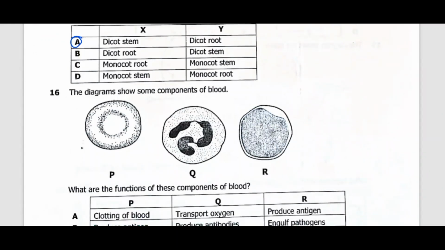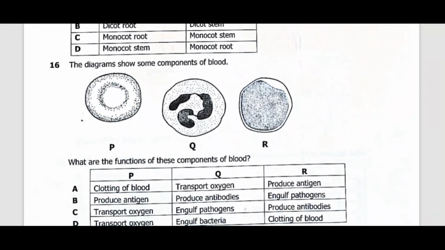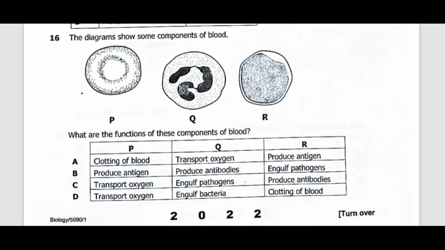Then the diagram shows some components of blood cells. Okay. Then what are the functions of these components of blood? So the first one, this is a red blood cell, and we know one of the functions of the red blood cells is to transport oxygen.